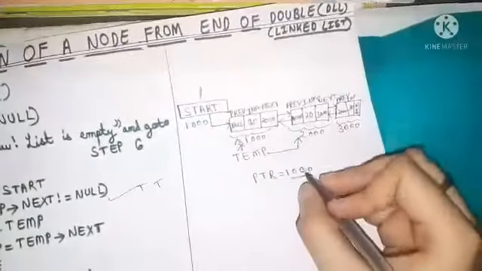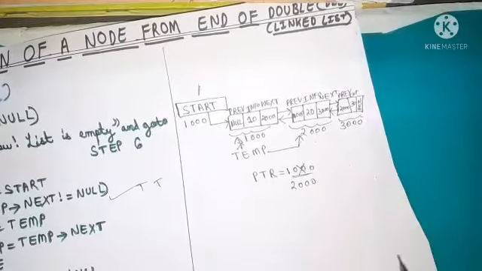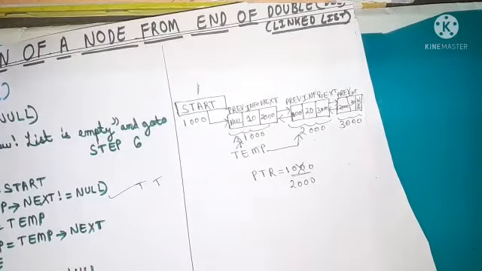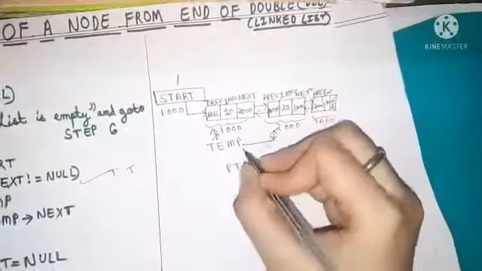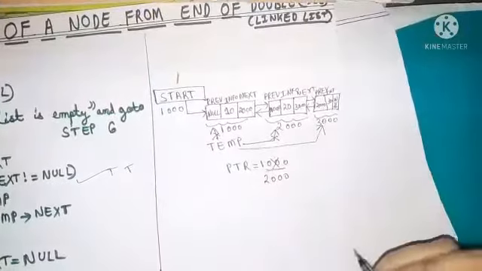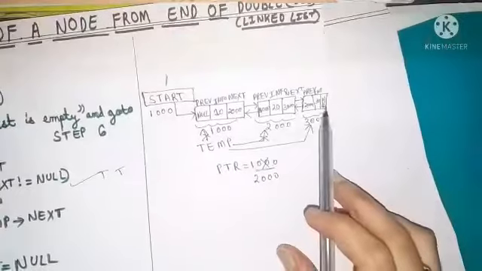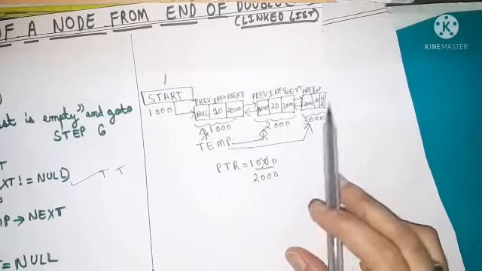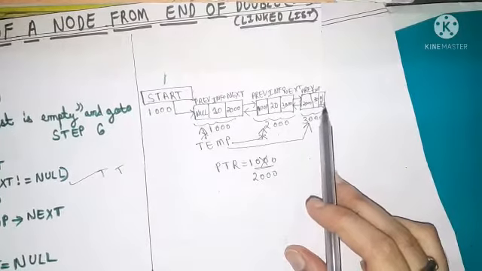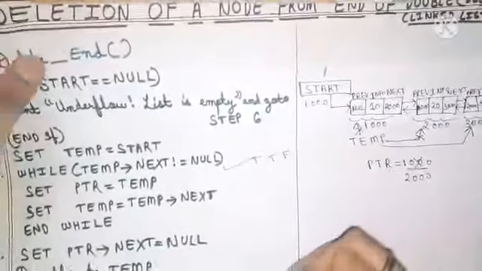So here set ptr is equal to temp. This time it will save 2000 because currently temp is pointing to the node whose address is 2000. After that set temp is equal to temp next, so now temp will move to the next node. Now again it will check temp next not equals to null. This time, at the next part of our last node it is null. I hope you can see it. So this time this condition becomes false, and it comes out of the loop.